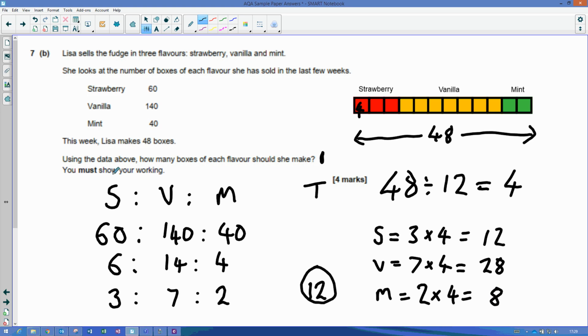Have I answered the question? Using the data above, well, I certainly did that. How many boxes of each flavour should she make? And I've said strawberry, vanilla and mint. How many boxes? So I'm done. We can stop.